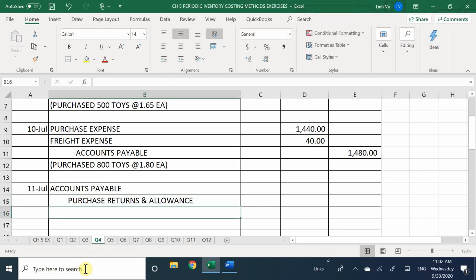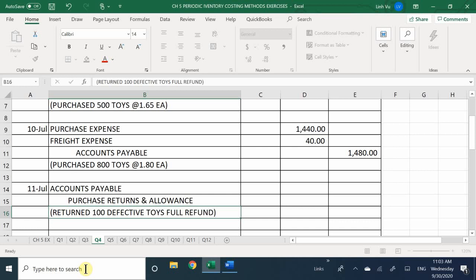And I'm going to also indicate that I returned 100 defective toys, full refund. Okay. Now, let's calculate what that is.